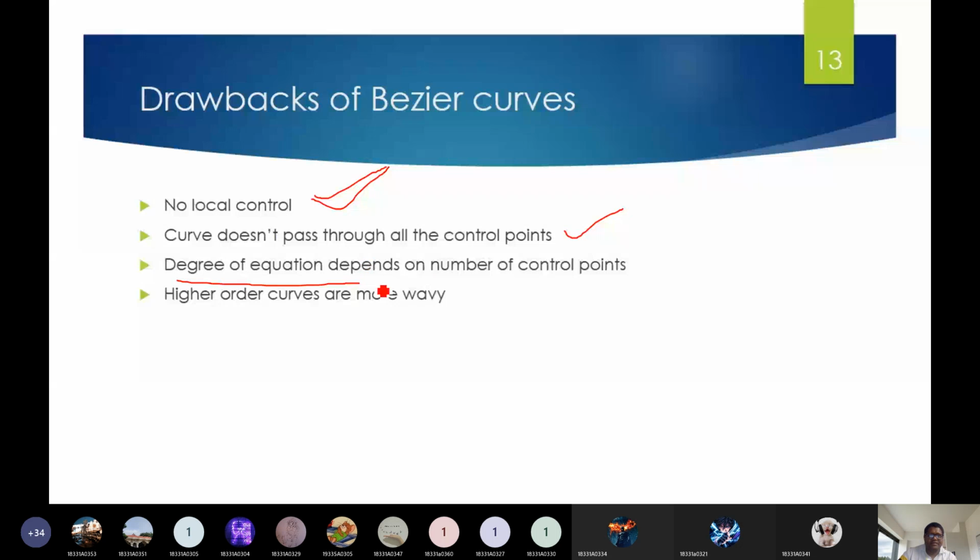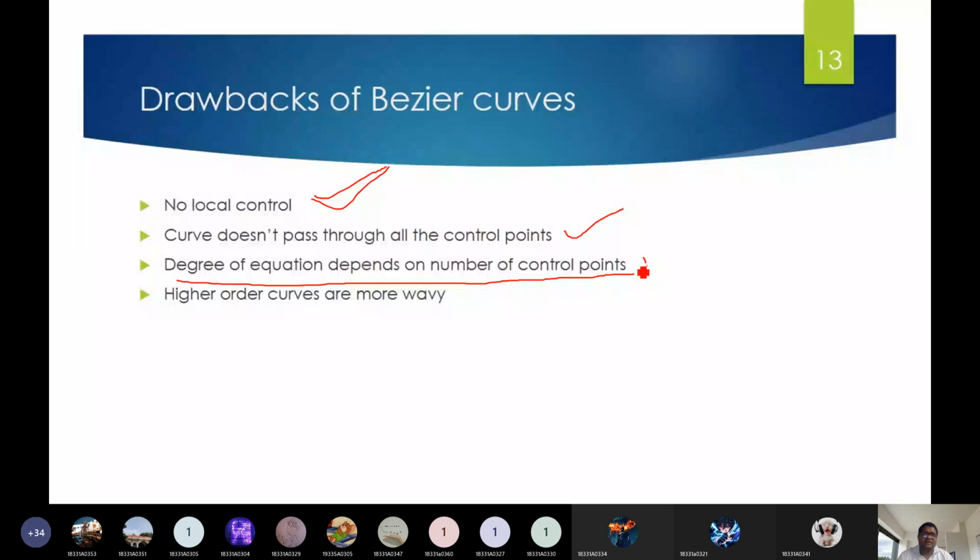And the degree of the equation depends upon the number of control points. This is a very important drawback. Just now I told you, right? If you take 10 control points, for example, the degree of the equation would be very high, which means you may go up to (1 minus u) to the power of 9. It is difficult for the computer or for anybody to solve various points and then play with all the control points. It's very difficult if you go with higher degrees of the equation. So this is another big drawback of the Bezier curve.